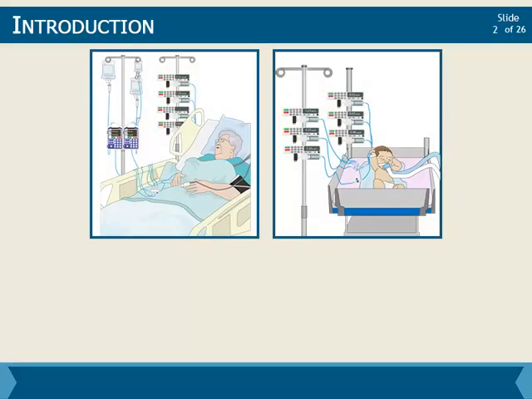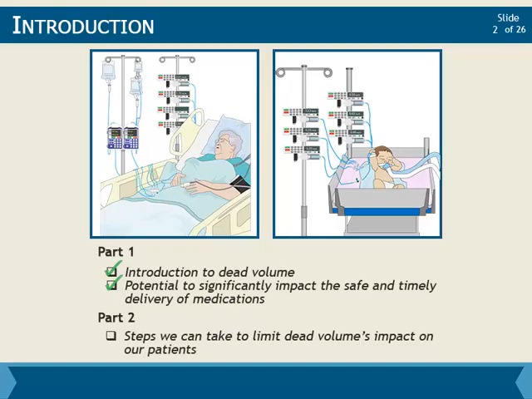Patient vascular access is often limited. So in many cases, our only option is joining multiple infusion lines. As such, it is hard to completely avoid having dead volume in many IV setups we may encounter. In Part 1, we introduced dead volume and discussed how it has the potential to significantly impact the safe and timely delivery of medications. This module will continue this discussion and talk about steps we can take to limit dead volume's impact on our patients.